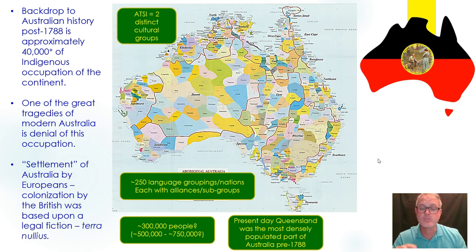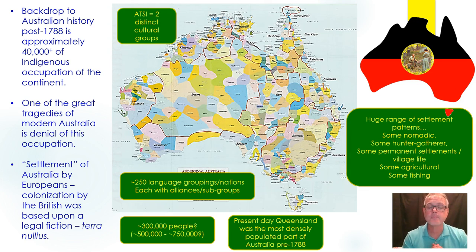Present-day Queensland was the most densely populated part of Australia before 1788, and most of the fighting which takes place in our frontier between Indigenous and the settlers, the Europeans arriving, actually happens in Queensland. It happens all over Australia, but some of the most intense fighting happens in Queensland. The further north, often, the more aggressive those wars were.